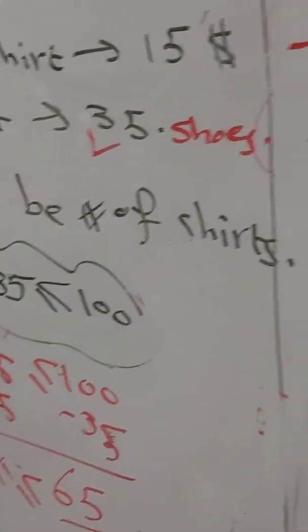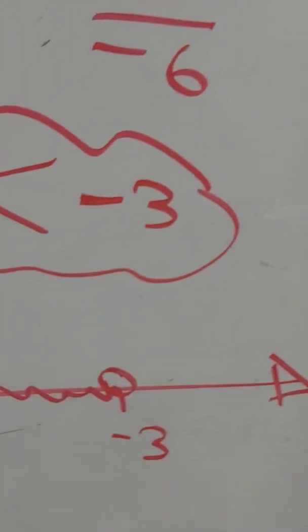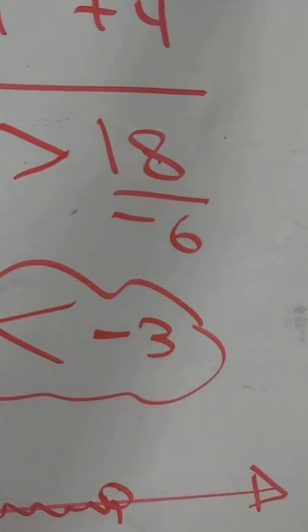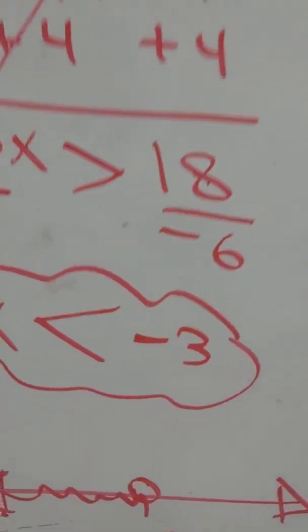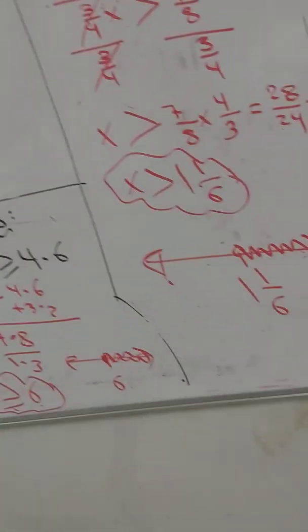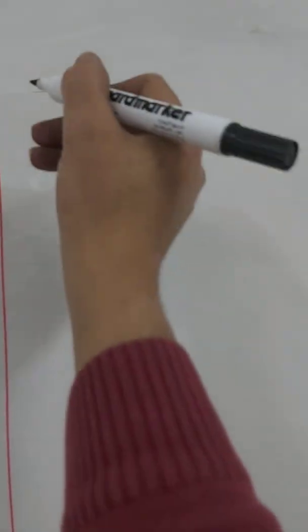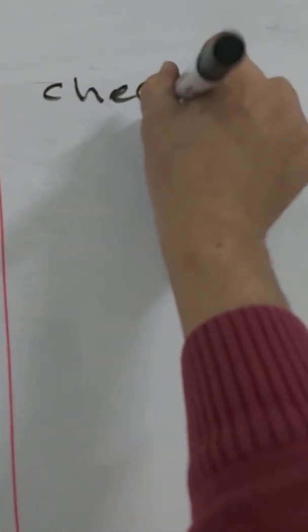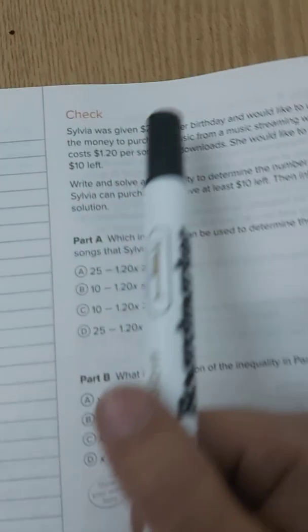Now I will do for you the next check, guys, the check after example 5. It's about subtraction. Here we add, so it will be subtraction. It's on page 380. Let's read it together.